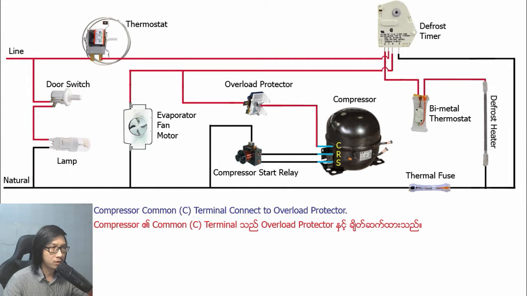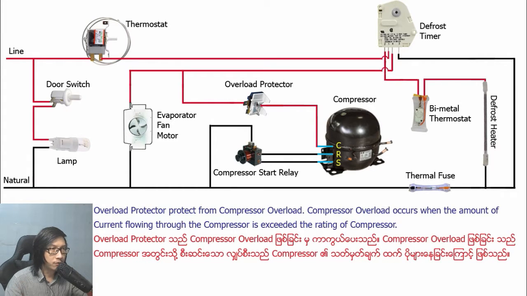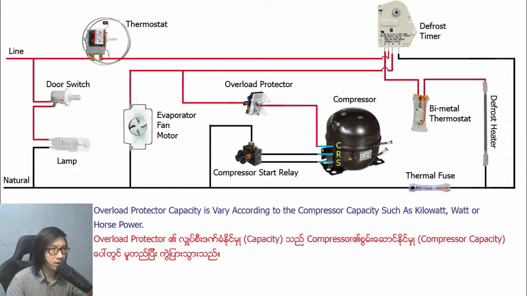Compressor common C terminal is connected to the overload protector. The overload protector protects the compressor from overload. Compressor overload occurs when the amount of current flowing through the compressor exceeds the rating of the compressor. Overload protector capacity varies according to the compressor capacity, such as kilowatt, watt or horsepower.